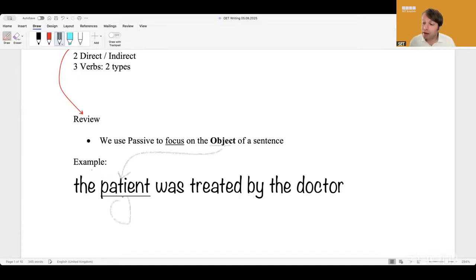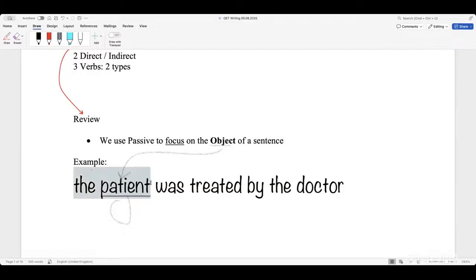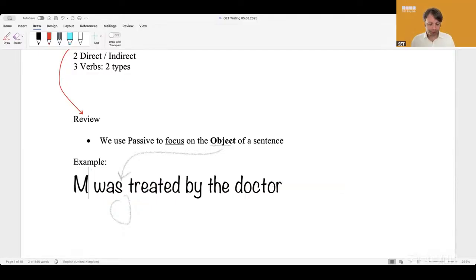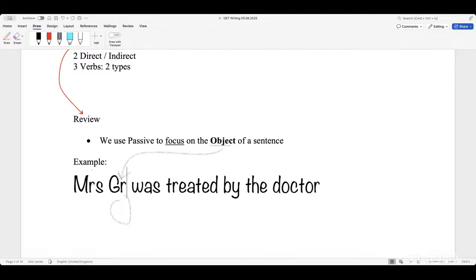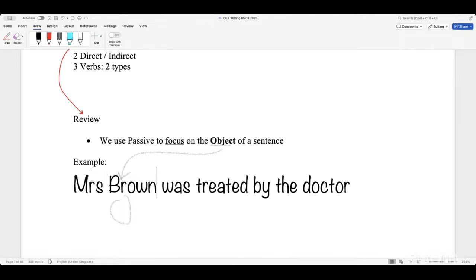But in OET, do we say the patient, everyone? No. We never say that. What do we say, Kadriye? Mrs. Brown, for example. Okay, so we always use the patient name. We never say the patient in OET.